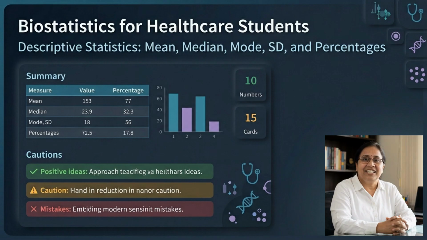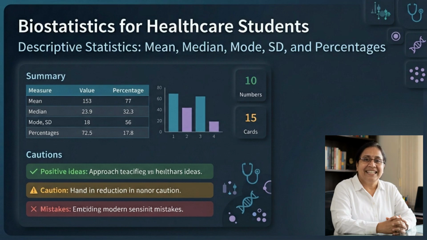In a clinical study, you may report the average pain score of patients after treatment. That is a descriptive summary. In a non-clinical study, you may report the percentage of students who demonstrated good hand hygiene compliance after training.